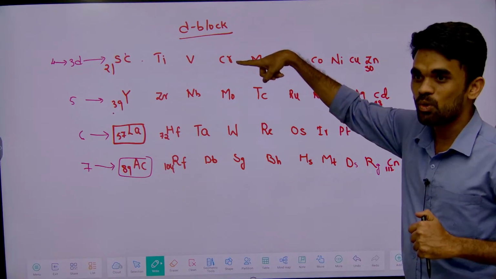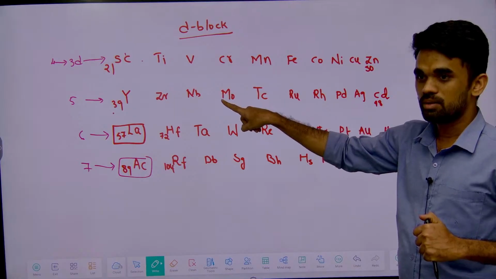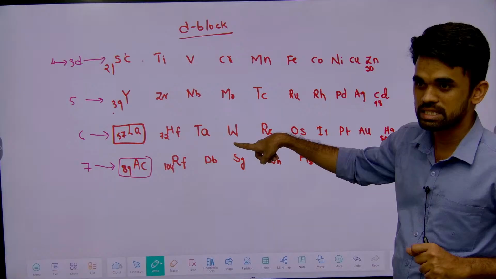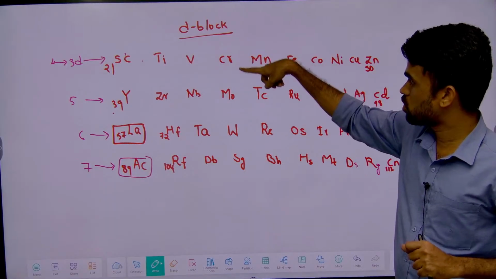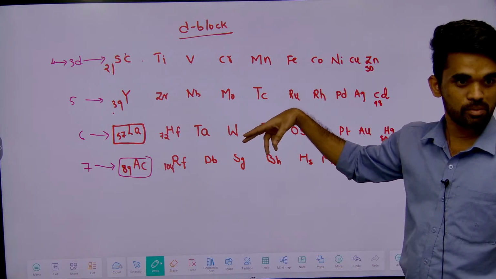Chromo, how is it? Chromium, molybdenum, tungsten. Like chromo, how is it? Just read it like a word. Can you remember them?